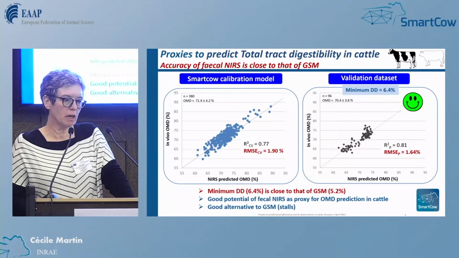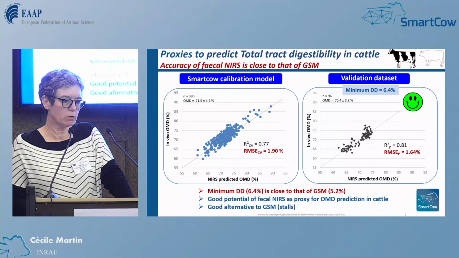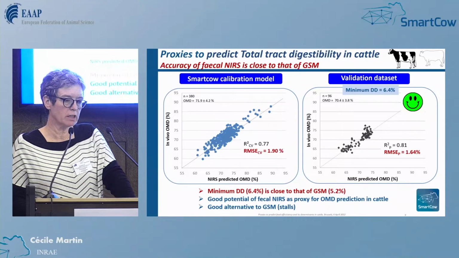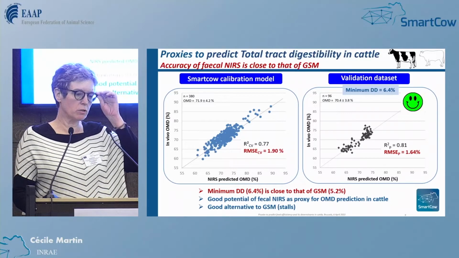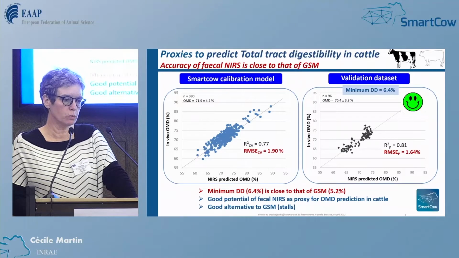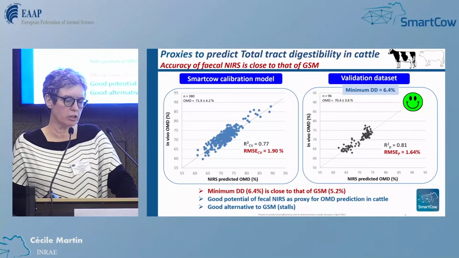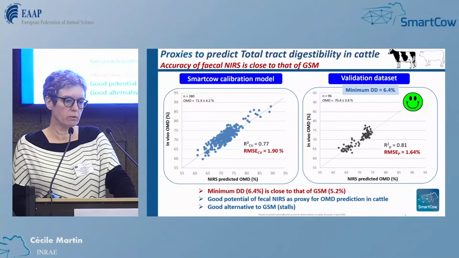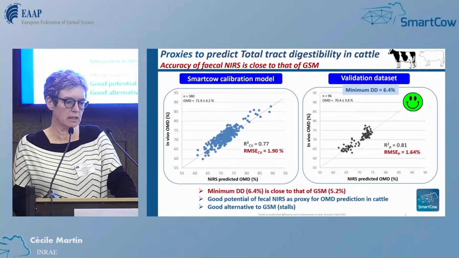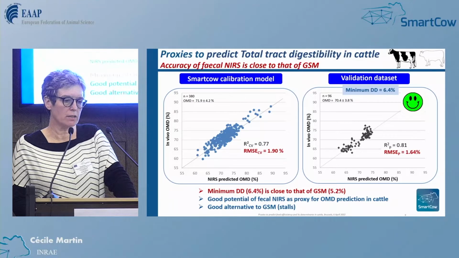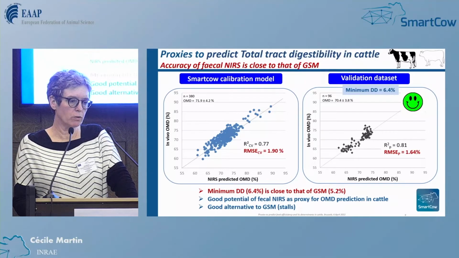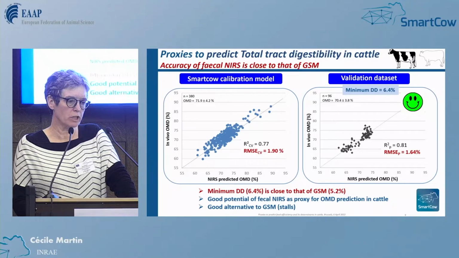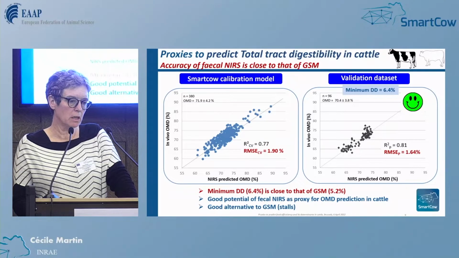So the data we have collected during the SmartCow project was divided in two datasets. One dataset, 380 data, was used to build an equation of calibration, and the other set of data, 96 data, was used as an external validation dataset.